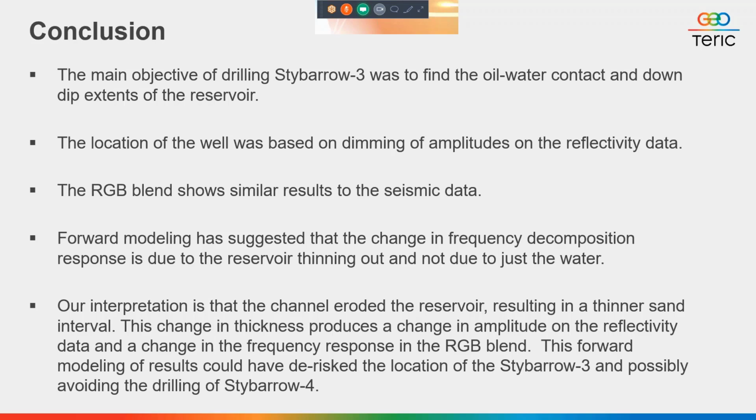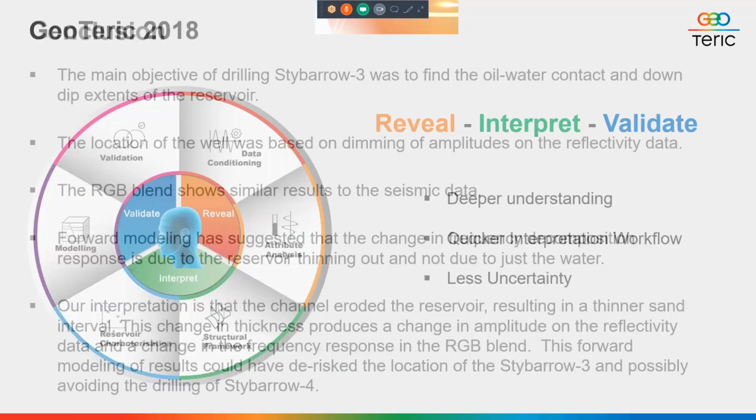So if this kind of tools and workflow was available at the time, they would probably be able to de-risk the location of Stibaro 3 much better, and possibly even avoid drilling of Stibaro 4, which was drilled as a sidetrack from 3 because they didn't find it. They did not find the oil-water contact with Stibaro 3, so they had to do a sidetrack Stibaro 4 to find and confirm that oil-water contact. So if this was available at the time, they would probably be able to de-risk the Stibaro 3 location much better, and again, possibly avoid drilling Stibaro 4.